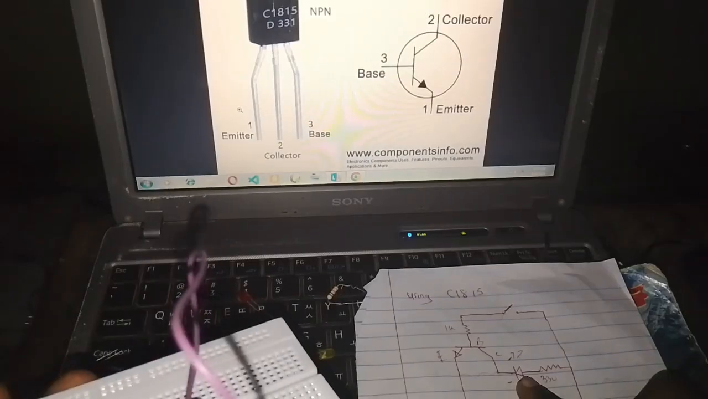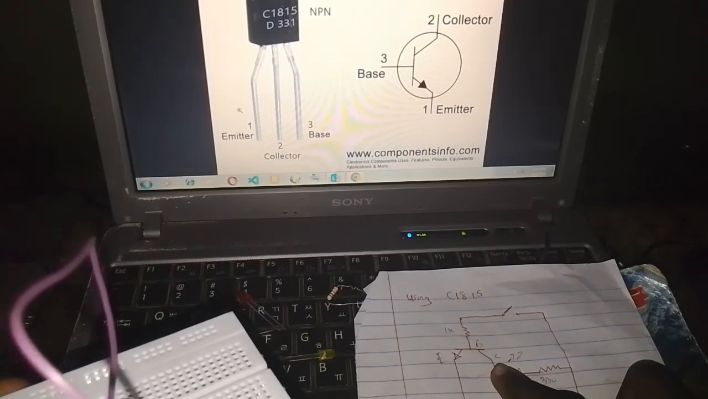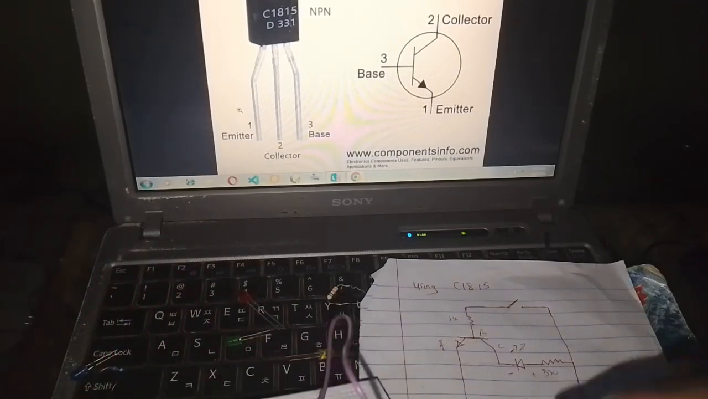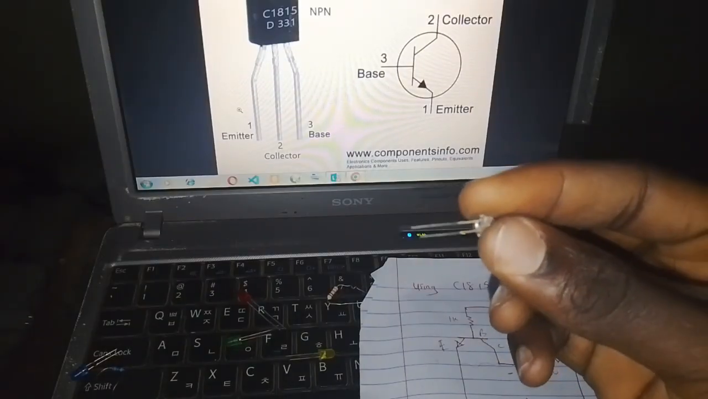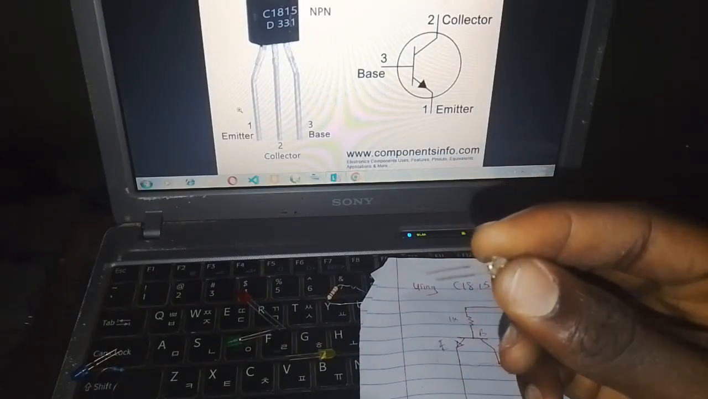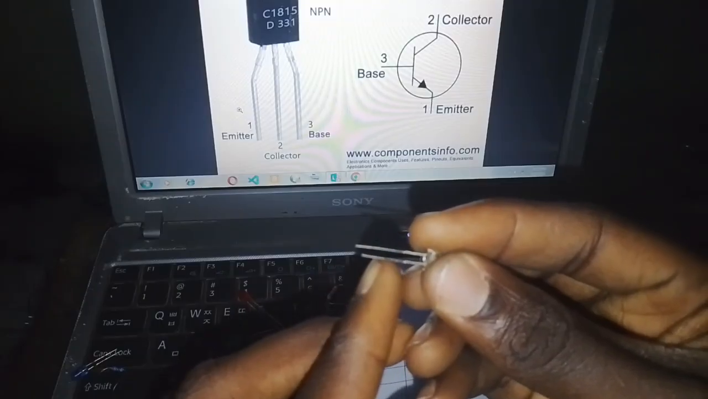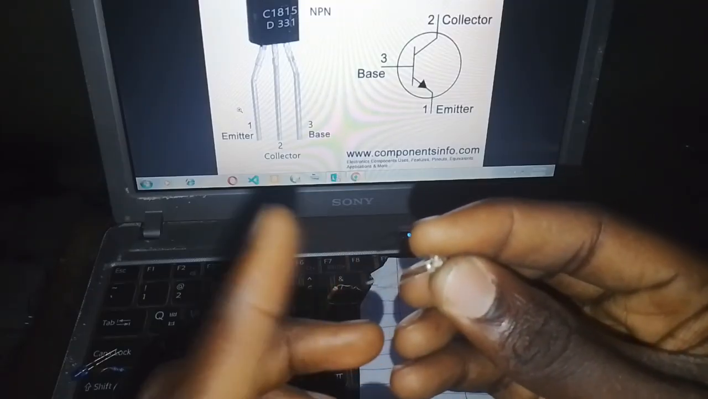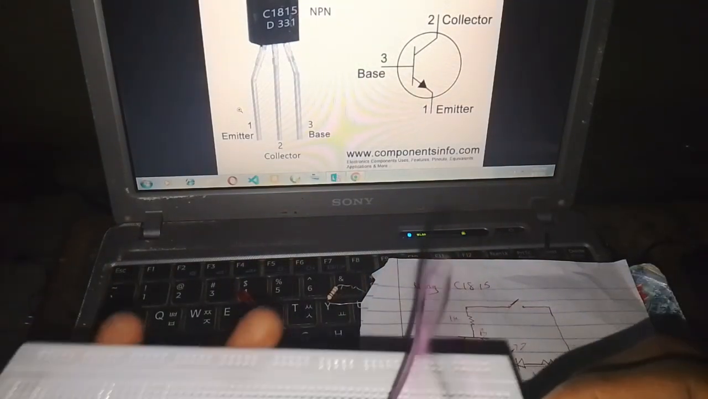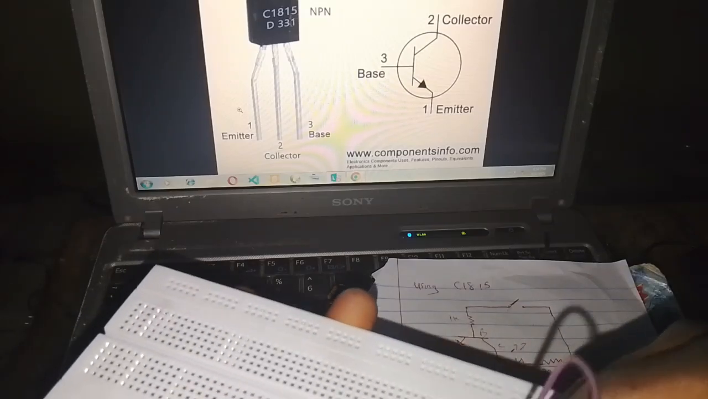Now the diagram said that the negative of our light is connected to the collector. And where is the negative? I said it in my last video on how to build a blinking LED: if you want to identify it, the shorter leg is the negative, while the longer one is the positive. So connect it there.